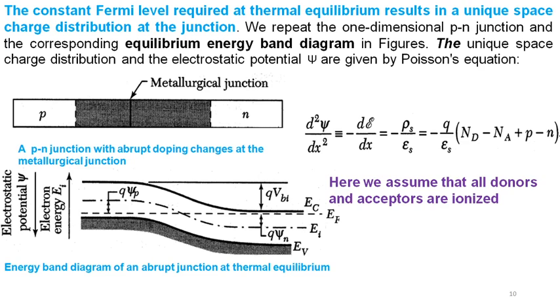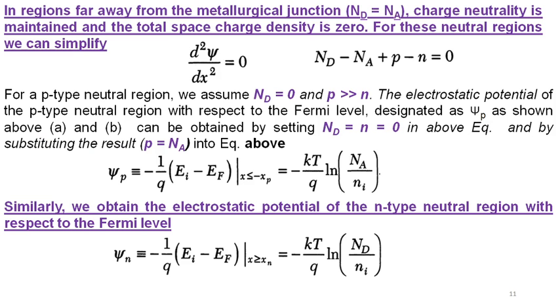Now we have to calculate the electrostatic potential for the hole and electron, where we assume that both donors and acceptors are ionized. In regions away from the metallurgical junction, the donor concentration and acceptor concentration are the same, and that is why charge neutrality is maintained in the neutral region, that is, the net charge density is 0, as we showed Jp and Jn equal to 0. For this neutral region, we can say d2 psi by dx square is equal to 0. That is why Nd minus Na plus p minus n is equal to 0.